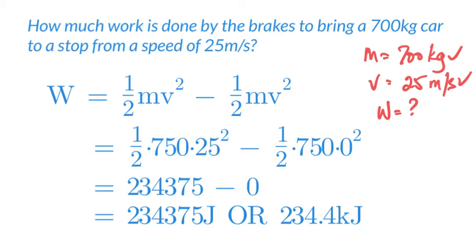So if I do the sums with this, I see that I've got 234,375 minus 0, or 234,375 joules, or some people might put it as 234.4 kilojoules. Now, I would accept either one of those. That would be fine. So we can use the idea that we've just proposed, that changes in kinetic energy must be because some work has been done on that object, and we can use what we have to calculate how much work was done. I hope that makes sense. Typical question in a physics test.